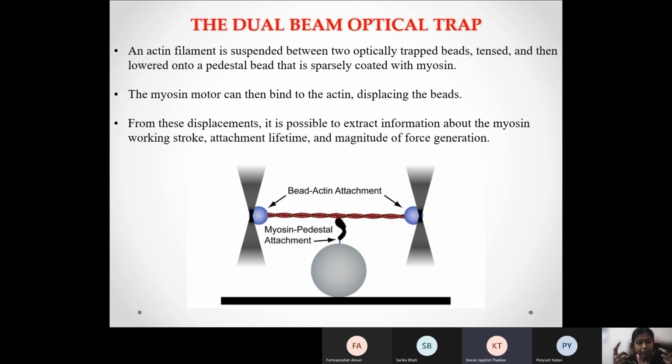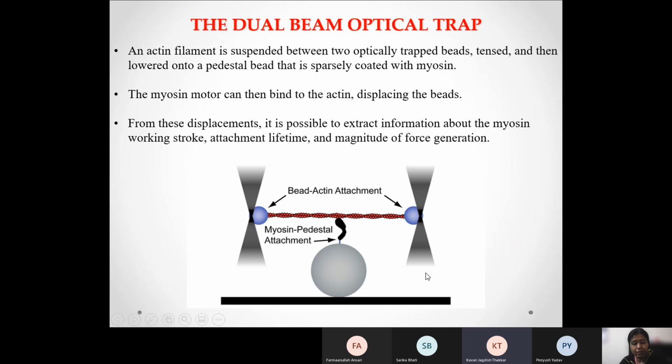So here is another thing. When you're attaching beads to actin, you could have one bead attached to the end of actin. You could have two beads attached to the two ends of actin. So when they were trying to trap, they had to trap those actin which had two beads attached to its ends. So that was done.